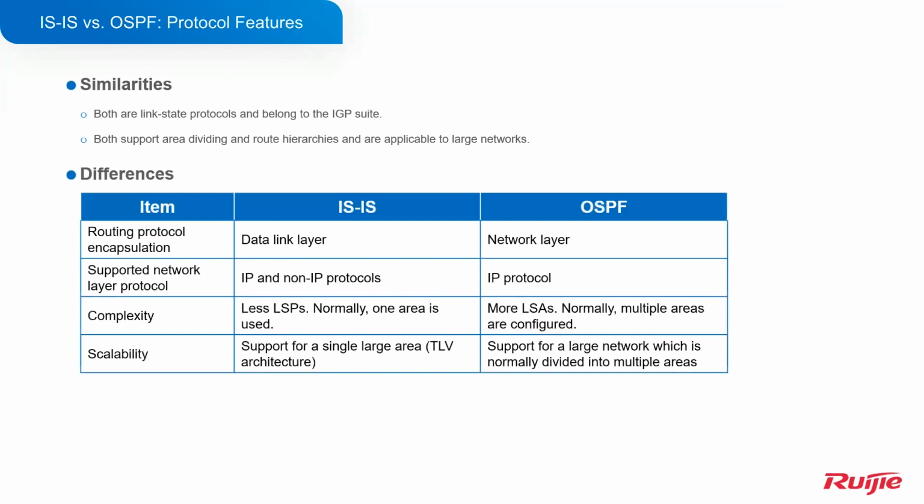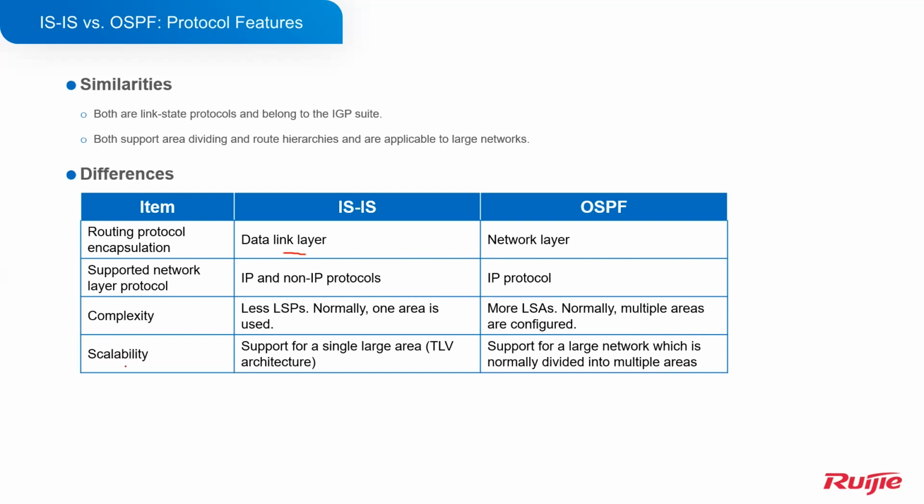And the differences: for the routing protocol encapsulation, ISIS directly encapsulates into the data link layer, but OSPF encapsulates into the network layer. ISIS can support IP and non-IP protocols, but OSPF can only support IPv4. On complexity, ISIS has fewer LSPs, and normally one area is used. About OSPF, we have lots of LSA types, and normally multiple areas are configured.